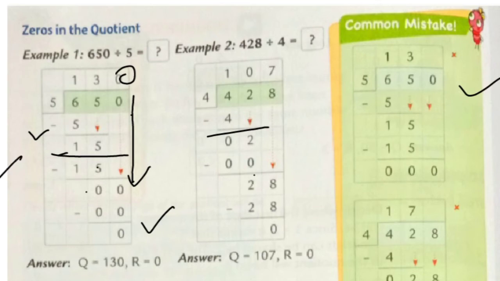We have just now solved this first example. So what is the mistake we generally make? When we divide 650 by 5, we subtract 5 from 6, then we subtract 15 out of 15. And as this 0 will come down, we think that this 0 has no value. So we just leave it like that. And what will happen? Here in our quotient, there will be no third digit. And there goes our mistake.